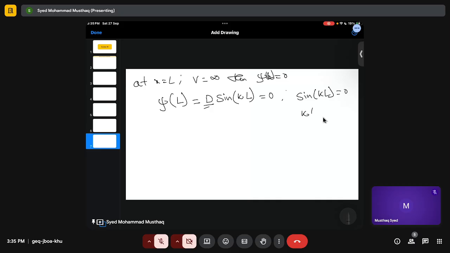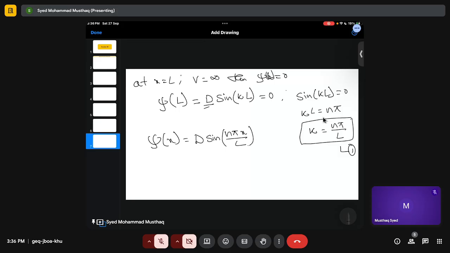So, integral multiple of pi, right? Then my k will be equal to n pi by L. This is relation number 1. Then if I put my values here, psi of x will be equal to D sin of n pi x by L, where n equals 1, 2, 3, an integer.